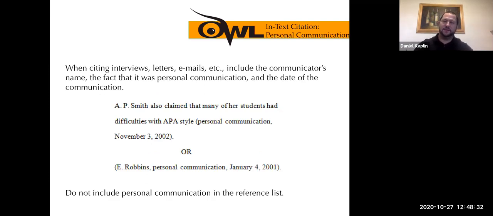What about emails? When you're citing emails in the body of the text, you say personal communication, the month, day, and year. But here's the thing. This is one place where your reference list and the body of the text will not match. The reference list is only retrievable information. So if you communicated with a scholar via email, you might cite it in the body of the text, but not the reference list, because only you have access to your emails and it's a personal communication.